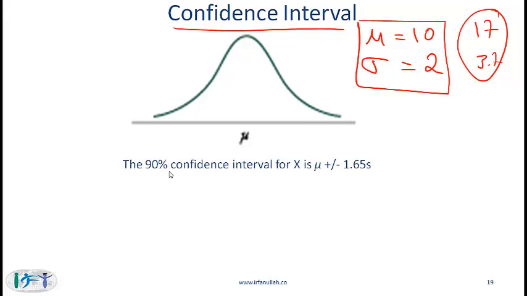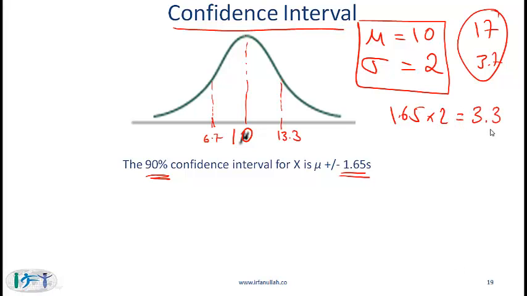The 90% confidence interval for a given normal distribution is mu plus or minus 1.65 times the standard deviation. So if you have 10 over here, what this means is that 90% of the data will lie between 10 plus or minus 1.65 s. So if we do 1.65 times 2, we have 3.3. So what this means is the following.